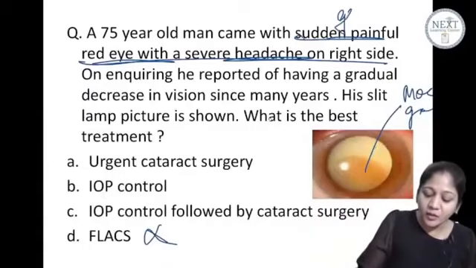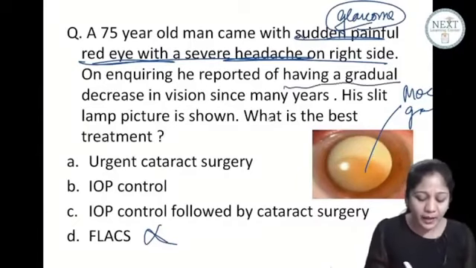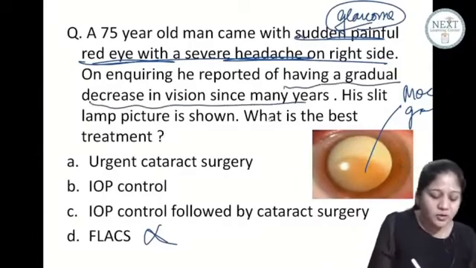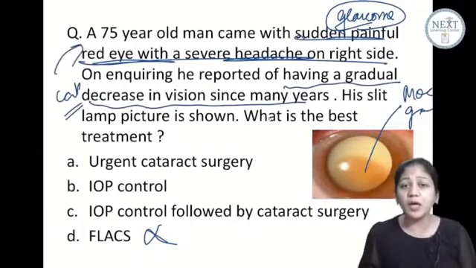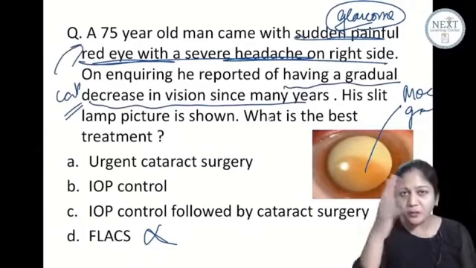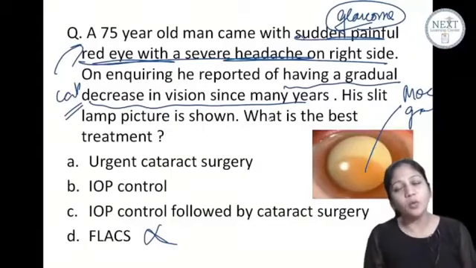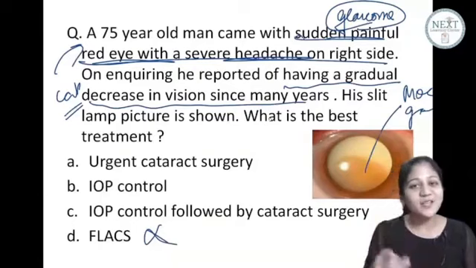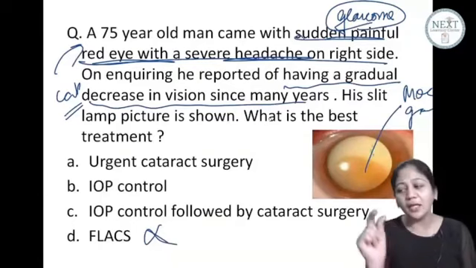This is actually a complication. He has developed glaucoma as a complication, because earlier he had a gradual decrease in vision. So he had a cataract. Now he has become 75, an old man, and he hasn't undergone surgery in time. He's very old now. Now he has developed a complication. What is that complication? A phacolytic glaucoma.